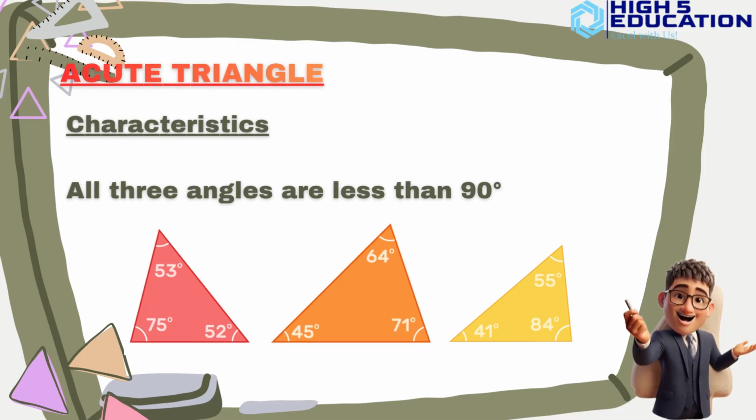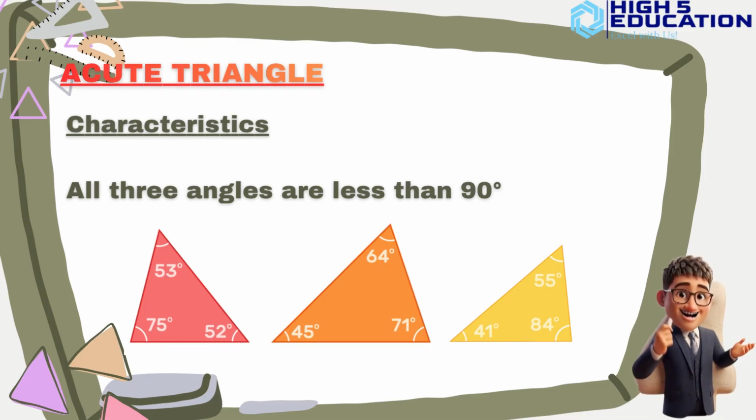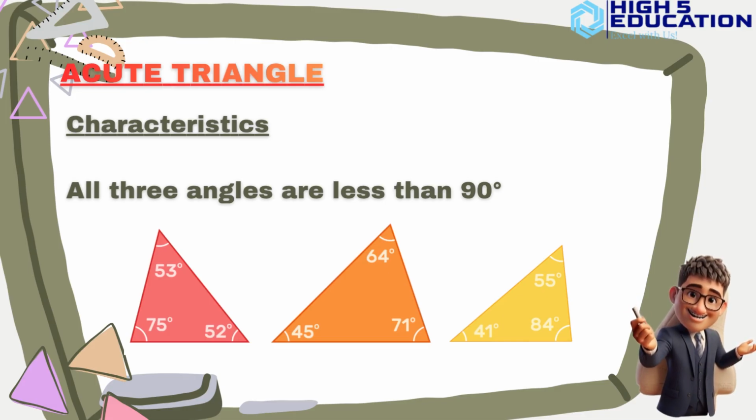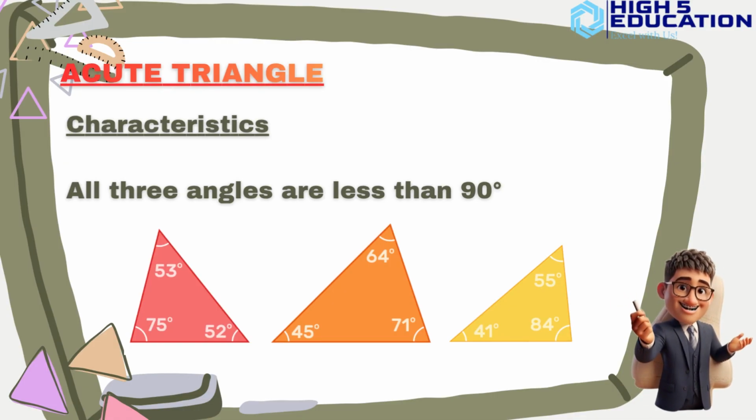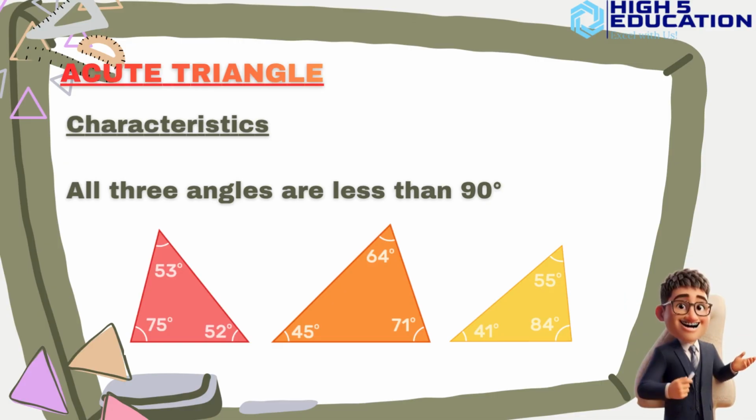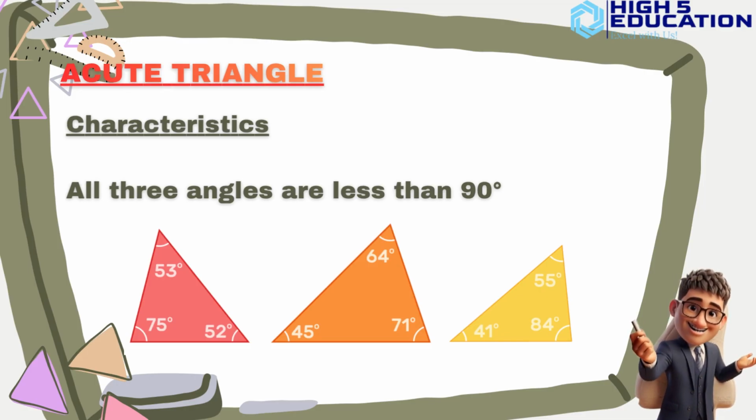triangle. Acute triangles are commonly used in roof designs, bridge structures, and architectural frameworks because their shape provides strength and stability. Here's an easy way to remember it. If all 3 angles are less than 90 degrees, the triangle is an acute triangle. Check every angle. If they're all acute, you've correctly identified an acute triangle.